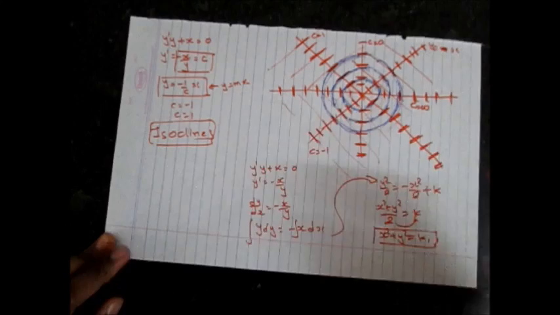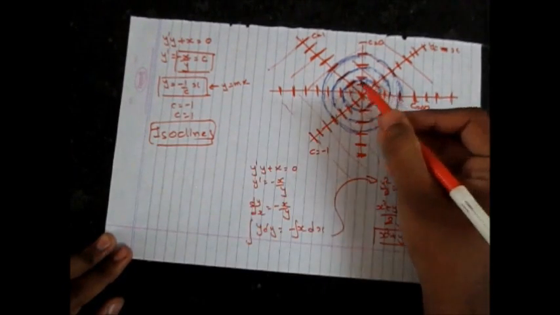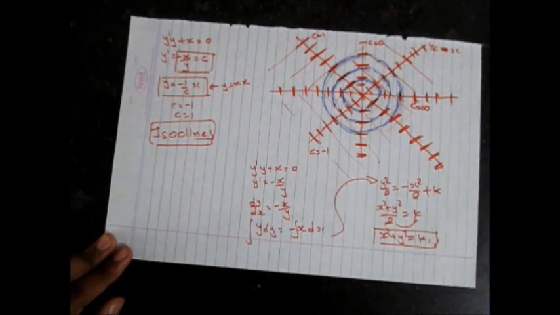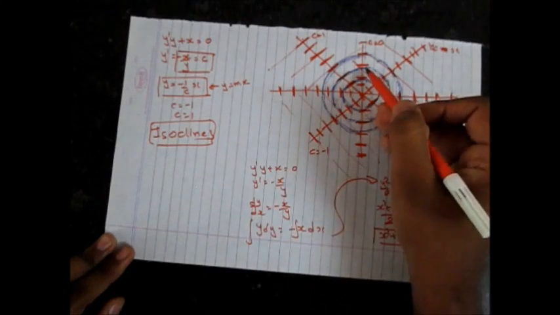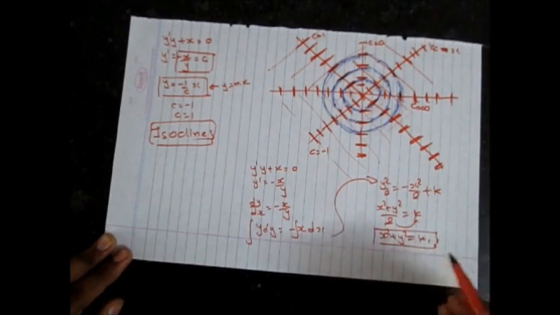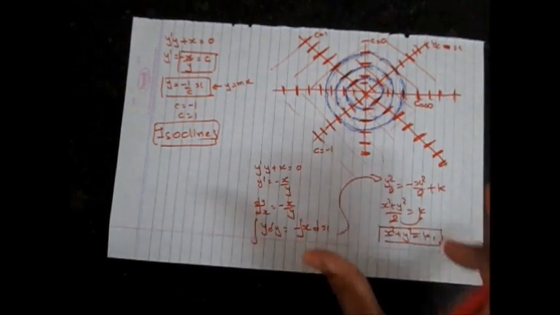Let's say if I put k1 equal to 1 here, then I might get a solution like this, a circle. If I put k1 equal to 2, then I might get a solution like this. So different values of k1 will get me different solutions, right? So this is how the direction field is drawn.